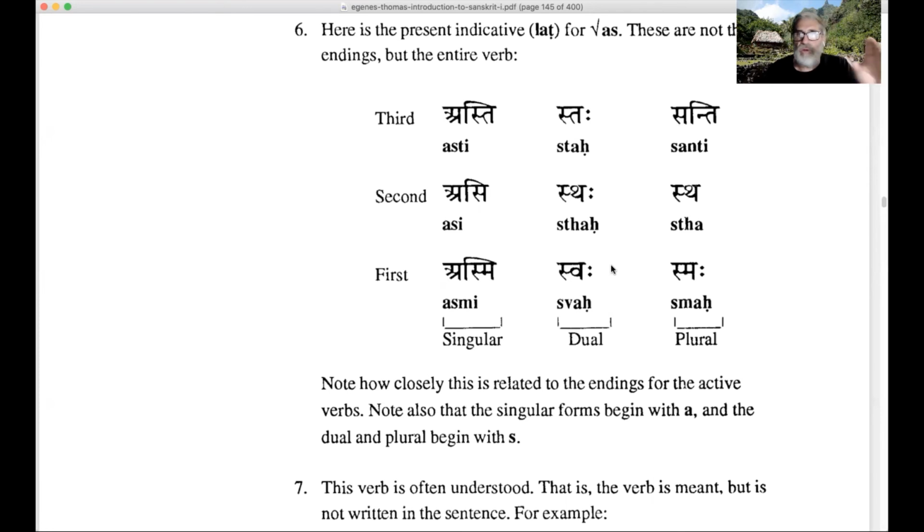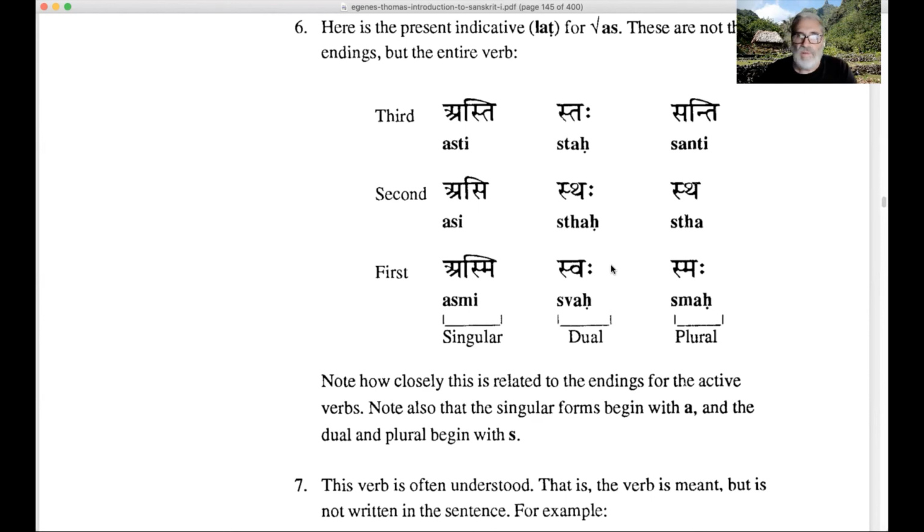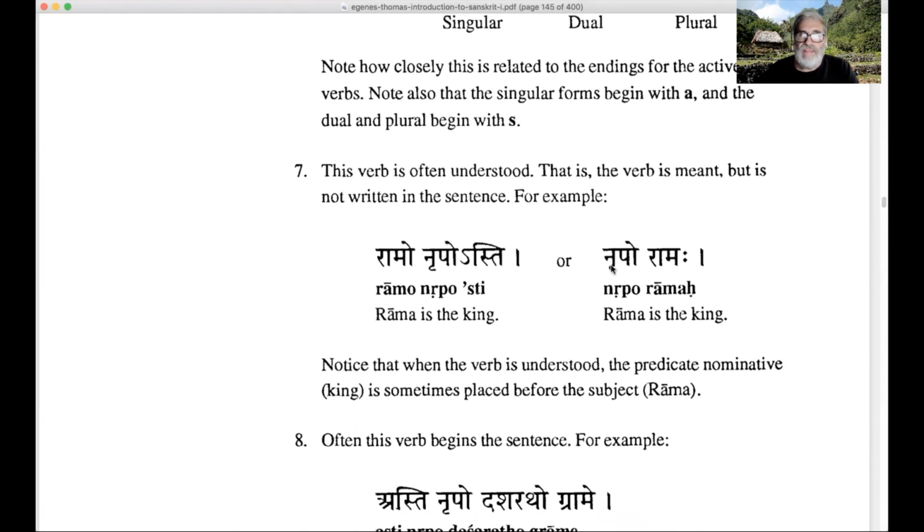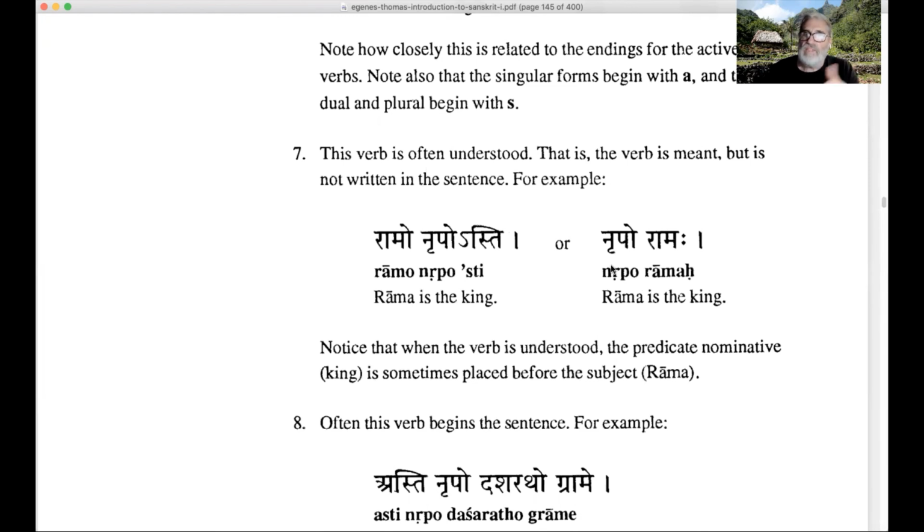But we don't say it like that. In Sanskrit, we always say third person, second person, first person: Prathama Purusha is third person, Dvitiya Purusha is second person, and Uttama Purusha is first person in English. So we have asti, staha, santi. Asi, sthaha, stha. Asmi, svaha, smaha. That's how it's done. This verb is often understood, so we don't even need to put it there, just like the word bhavati is sometimes understood.